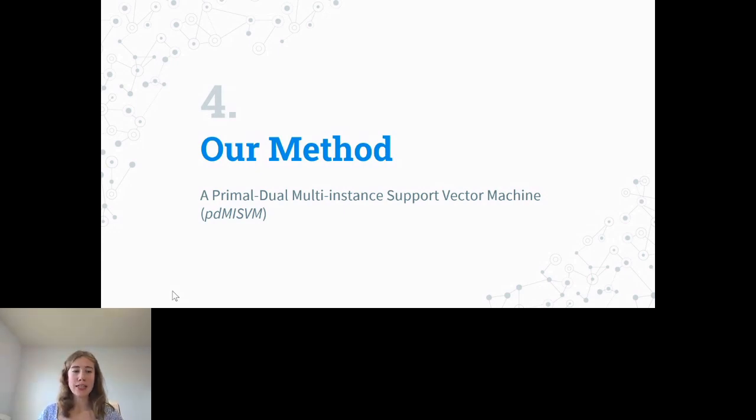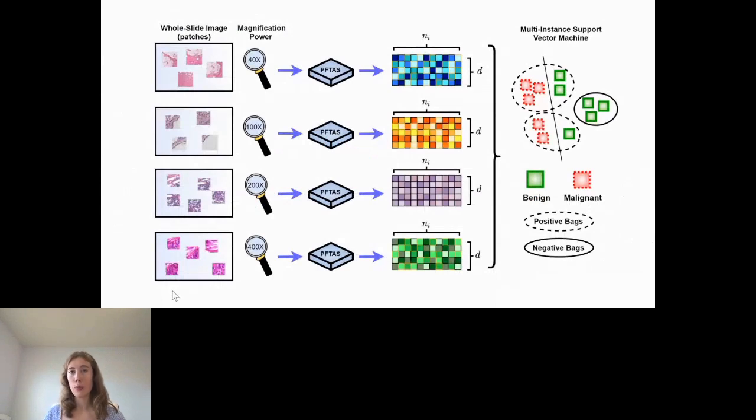So to put it into context, here's a visualization of our processing pipeline for our multi-instance learning algorithm applied to the BreaKHis dataset. As I said before, we sample the patches from the bags at 4 different magnification levels and process the patches with the PFTAS method, which results in the feature vectors for each image. Finally, our multi-instance SVM classifies the bags as malignant or benign.